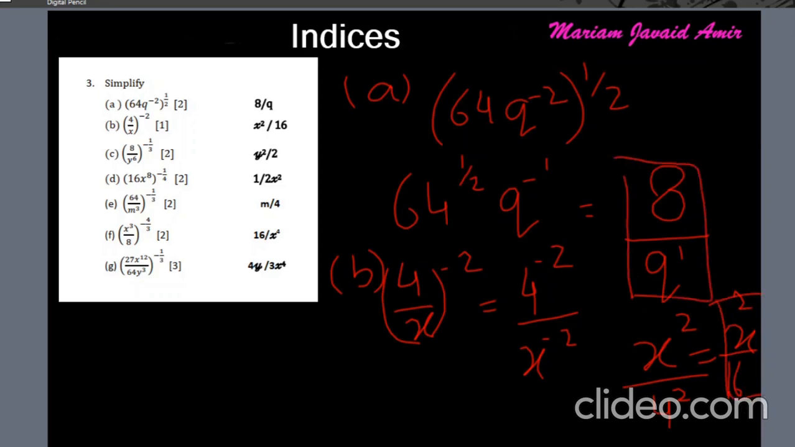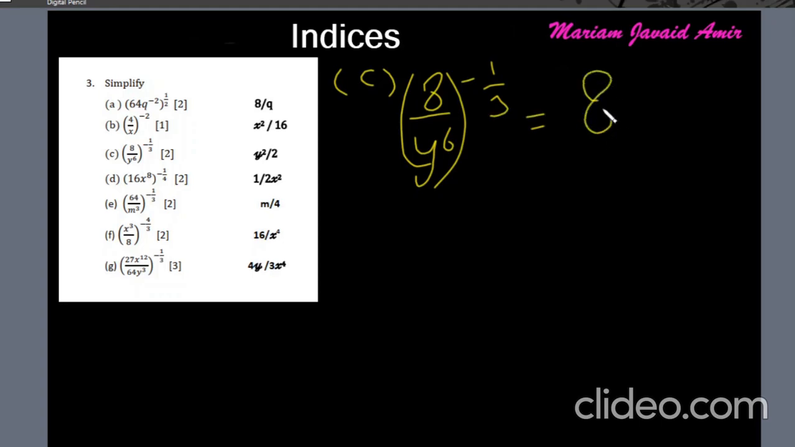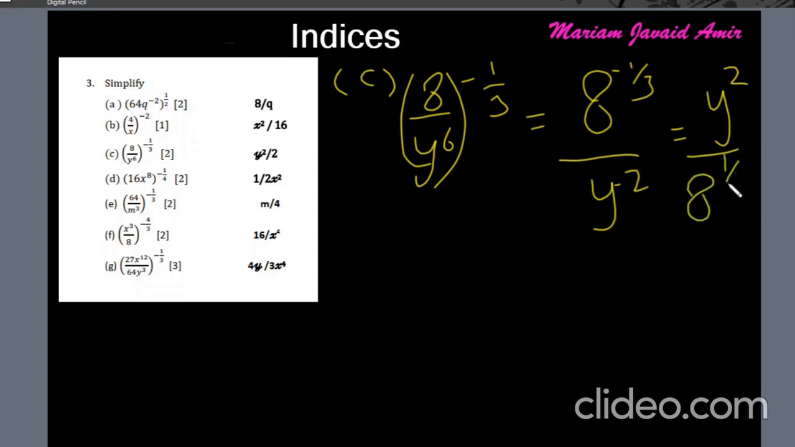Alright. Part C, 8 over y power 6, whole power minus 1 over 3. This gives 8 power minus 1 over 3 and y power 6 times minus 1 over 3, which is minus 2. Sending the negative power up to make it positive, and the negative power in the numerator down to make it positive. And now we're left with taking the cube root of 8, which is 2. So this is the answer for part C.